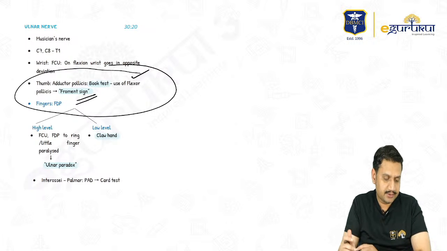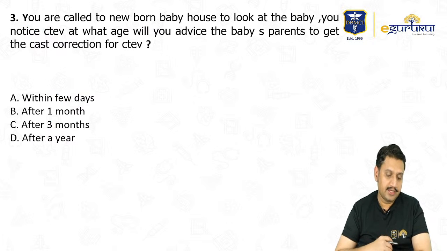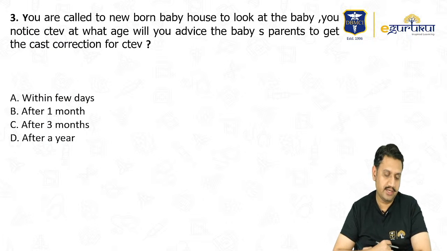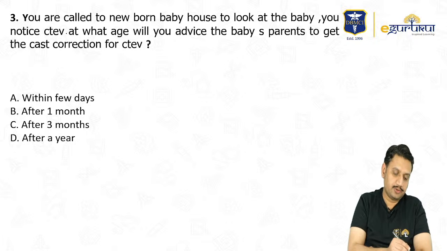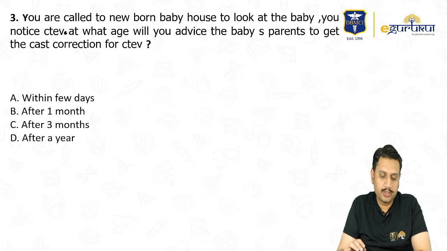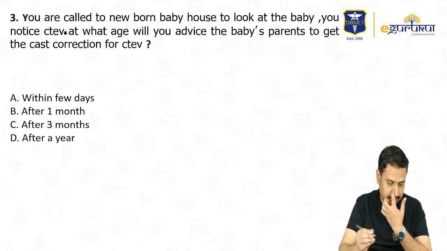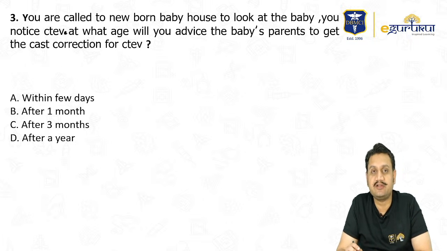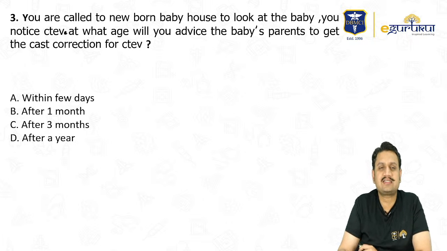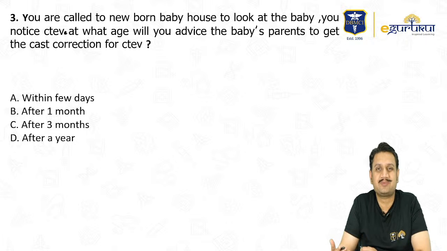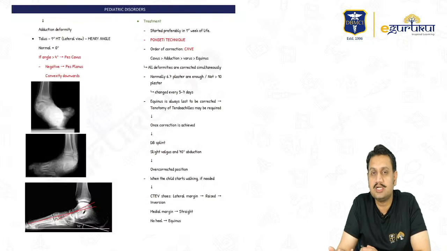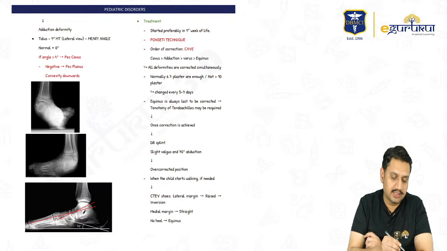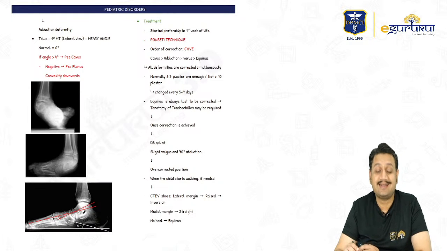Okay, next question that we had in the exam. You are called to a newborn baby's house to look at the baby. You notice CTEV. At what age will you advise the baby's parents to get the cast correction for CTEV? So you know the cast correction principle is given by whom? What is the most common method followed for CTEV correction? It is known as the Ponseti technique, isn't it?